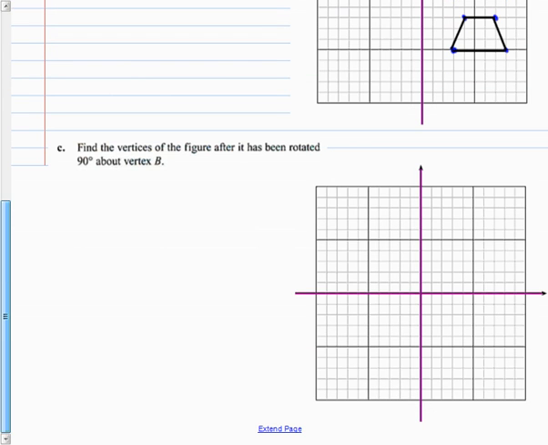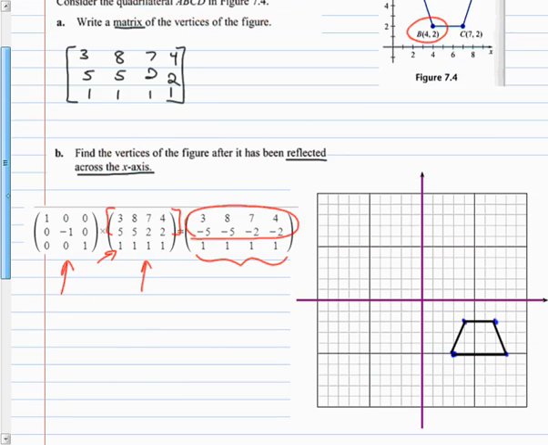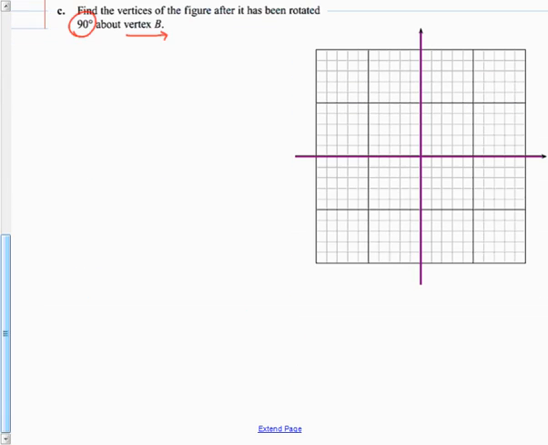So now it says, all right, find the vertices of the original figure after it has been rotated 90 degrees about vertex B. So let me come back up here and find vertex B for a moment. That is the location 4, 2. So I'm going to put this dot on here. We actually have to do a little thinking. This was point B, the location 4, 2.